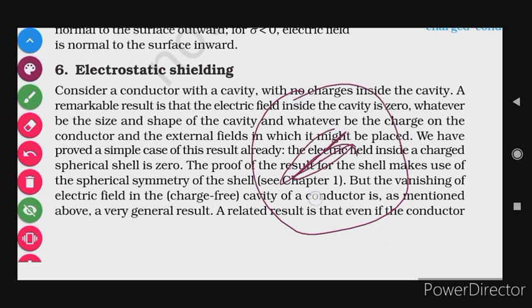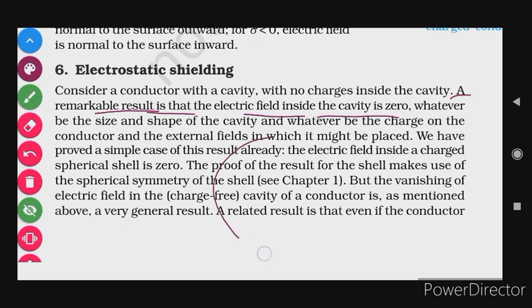There is no, it is a hollow shell. You can say what a hollow shell is. Okay, remarkable result in that case, the electric field inside the cavity is 0. So this result must not surprise you, but the electric field inside this cavity is also 0.